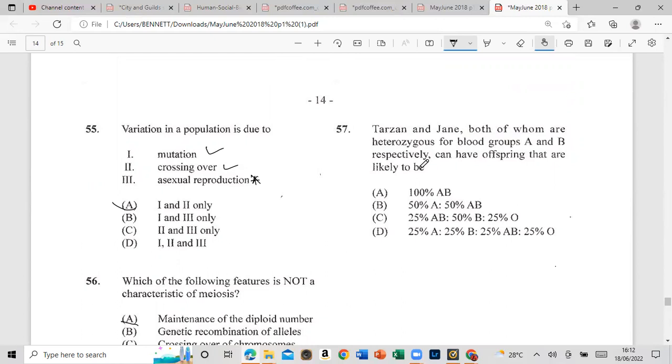Tarzan and Jane, both of whom are heterozygous for blood groups A and B, respectively, can have offspring that are like A, 100% AB, B, 50% A, 50% AB, C, 25% AB, 25% O, or D, 25% A, 25% B, 25% AB, and 25% O. And that would be D.